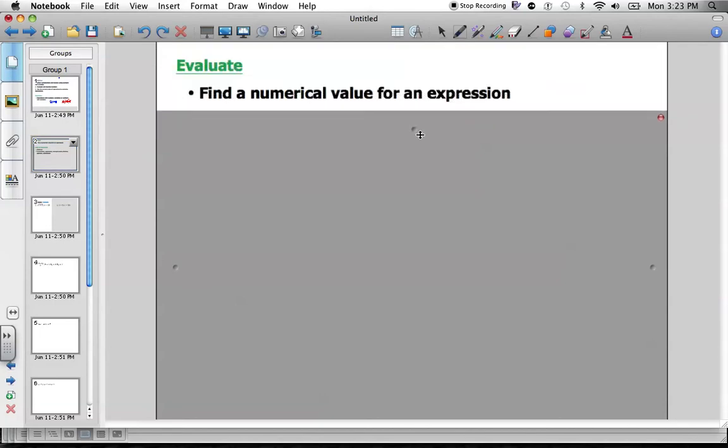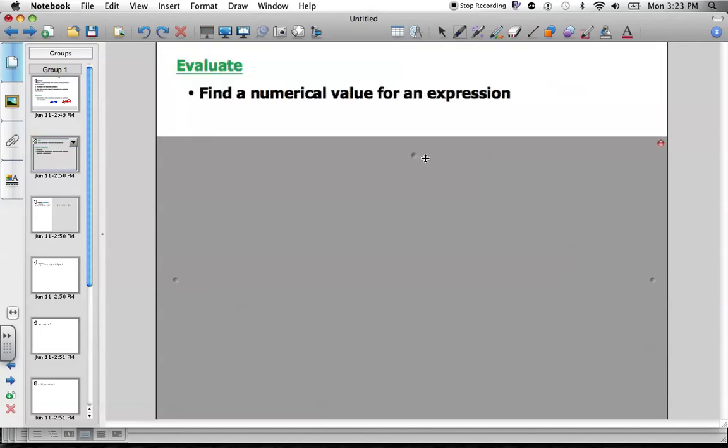See, with expressions, we have to evaluate those things. You cannot solve an expression. You can only evaluate them. And all evaluate means is to find a numerical value for an expression.